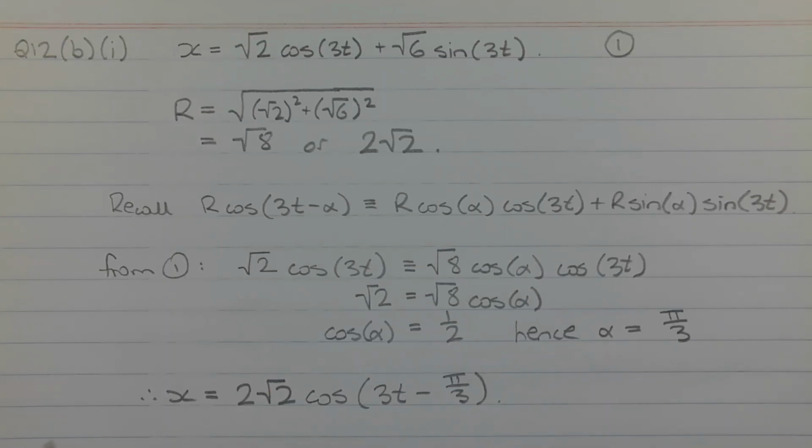Now that we have the value of r and alpha, we can express x in the form r cos(3t minus alpha). Therefore, x is equal to 2 root 2 cos(3t minus pi over 3).